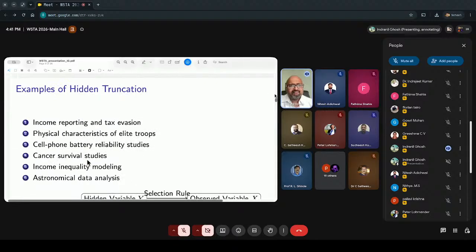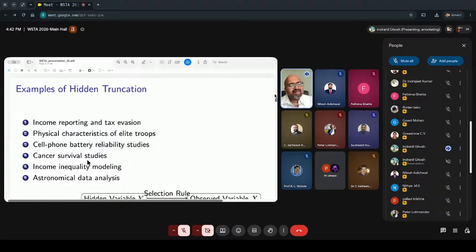Now, again, I talked about the income reporting scenario. So these are more specific directions that we can think of. And in the survey paper, we had some of these examples specifically: income reporting, physical characteristics of elite troops, cell phone battery, cancer survival, income inequality.